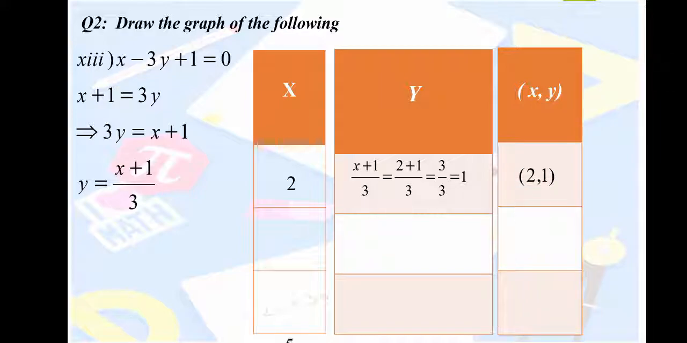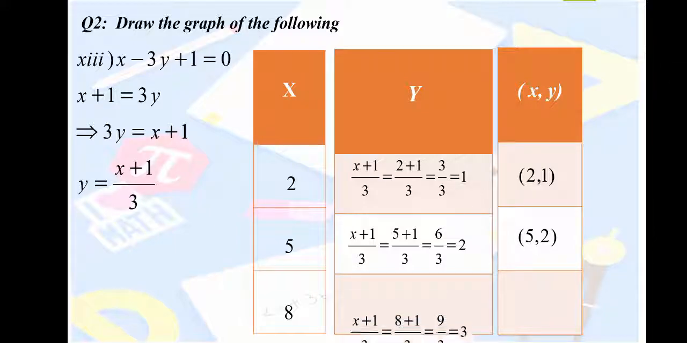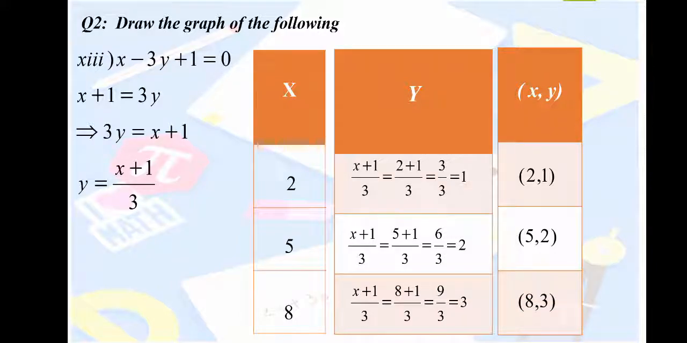The next value is 5. Replacing it in the equation, (x plus 1) over 3, (5 plus 1) over 3, 6 over 3 equals 2. The ordered pair will be (5, 2). The last will be 8. Replacing in the equation, (8 plus 1) over 3, 9 over 3 equals 3. Here you can see that 2, 5, 8 are the numbers that are added to 1, divided by 3, and give you a single number. The denominators are removed. So the ordered pair is (8, 3).